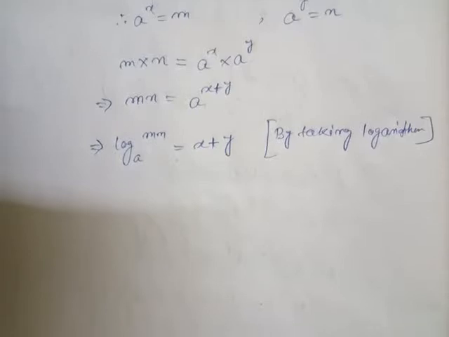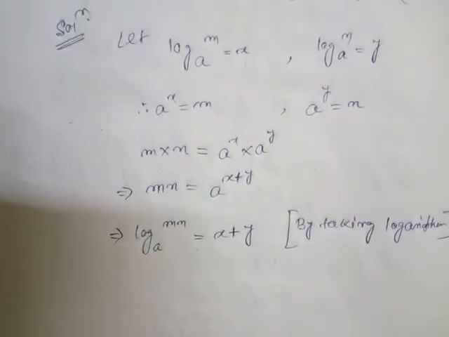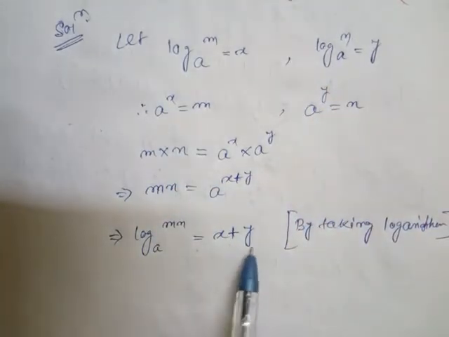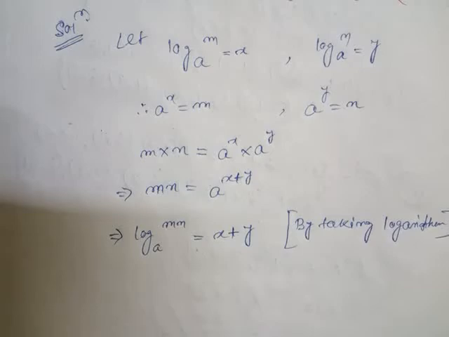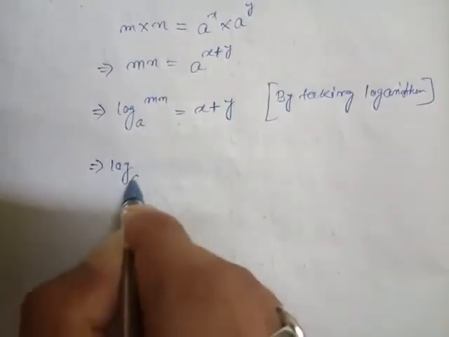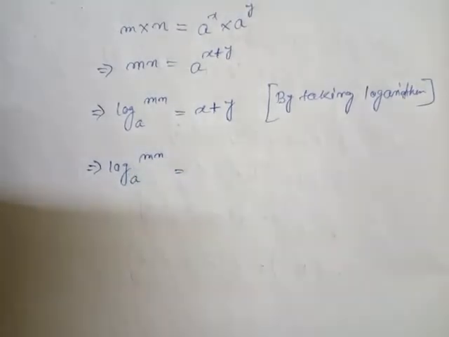Now look student, what is the value of x and y here? Value of x is this one and value of y is this one. So in place of x plus y, we'll put the value of x and y only. So look here now, in the next line, log base a mn. Mn means m into n, which means this is in the product format.